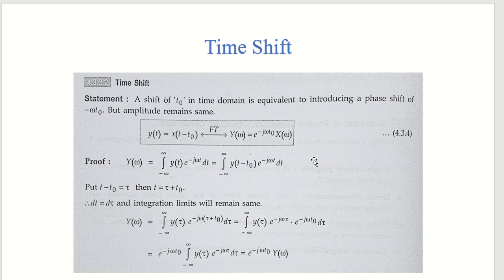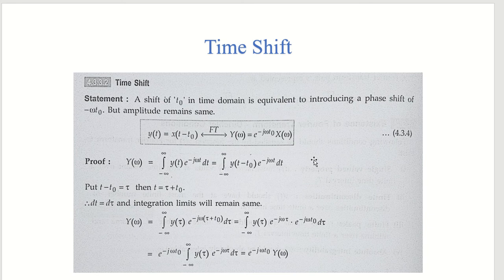The second property is called time shifting, and time shifting is the same old property which we saw earlier in the previous chapters as well. So what does it say? It says a shift of time t0 in my time domain will be equivalent to introducing a phase shift of minus omega t0, and the amplitude will remain the same as previous, right?